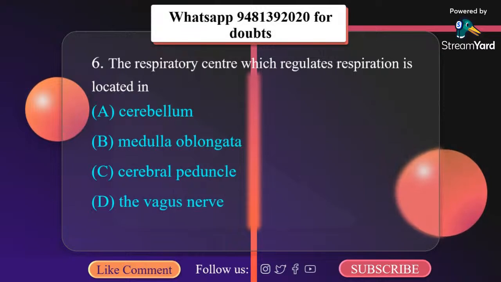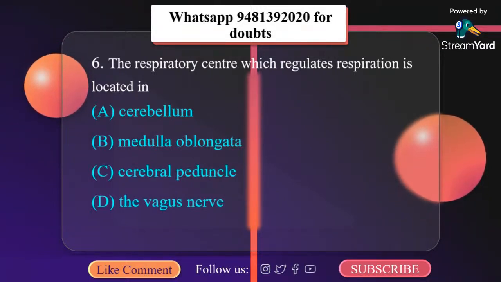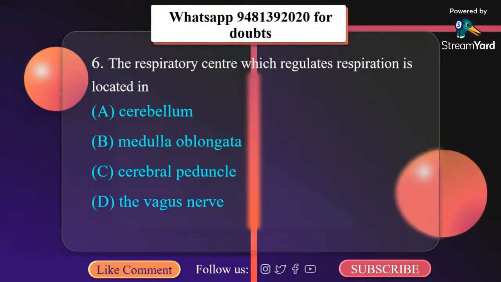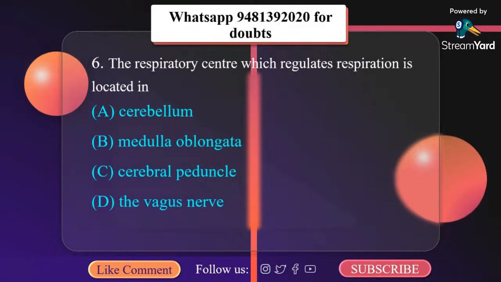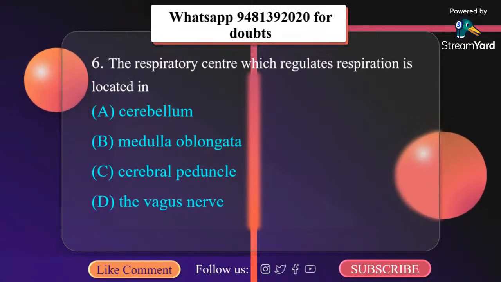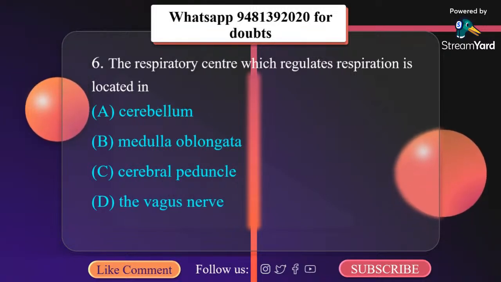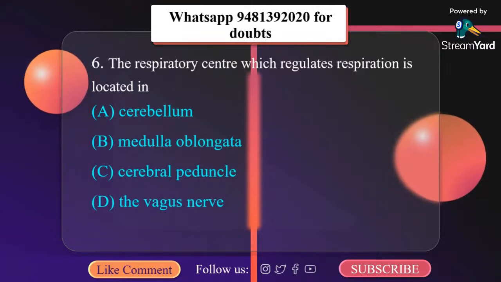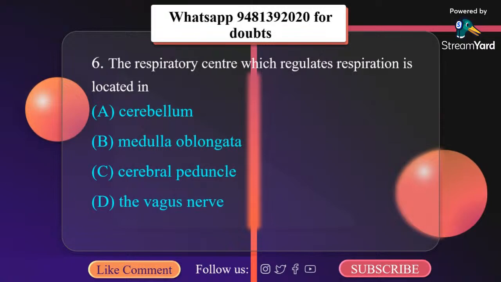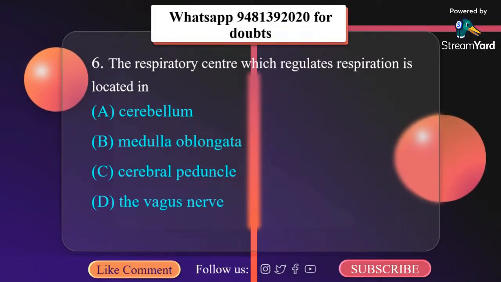The respiratory center, which regulates respiration, is located in: A. Cerebellum, B. Medulla oblongata, C. Cerebral peduncle, D. The vagus nerve. We all know it is in the medulla oblongata, but still we can discuss further. The respiratory center is located in the medulla oblongata that regulates the rate and depth of breathing.